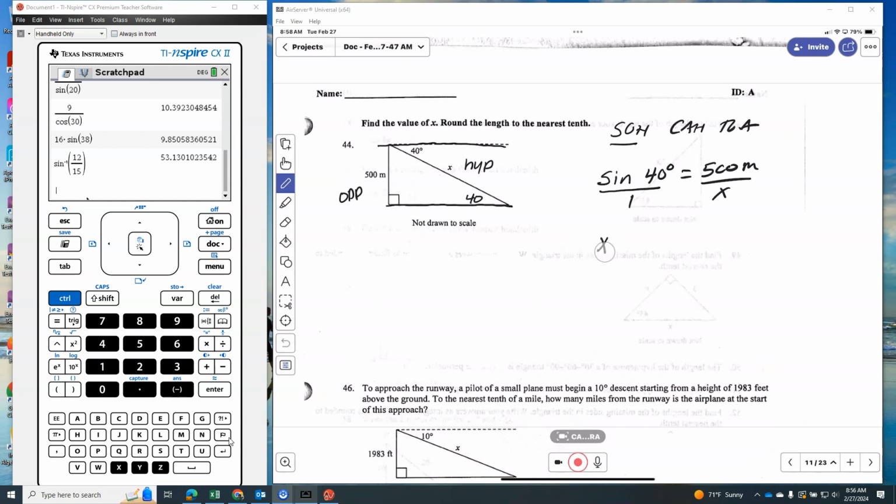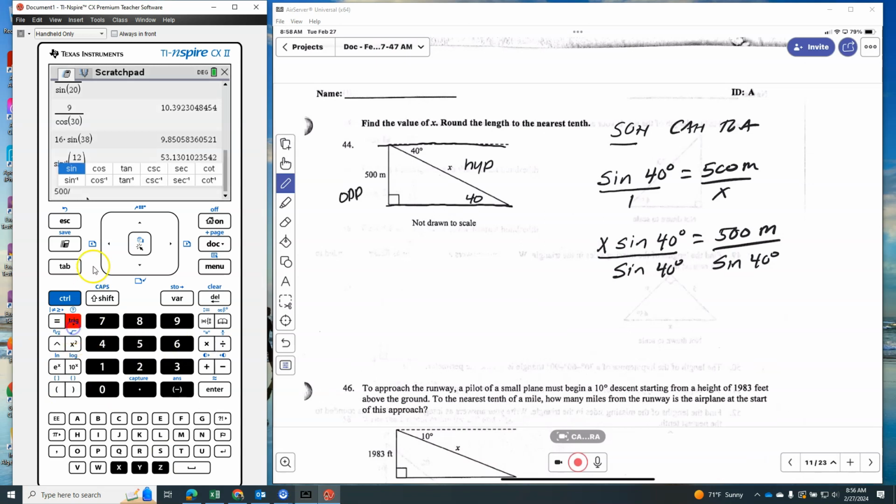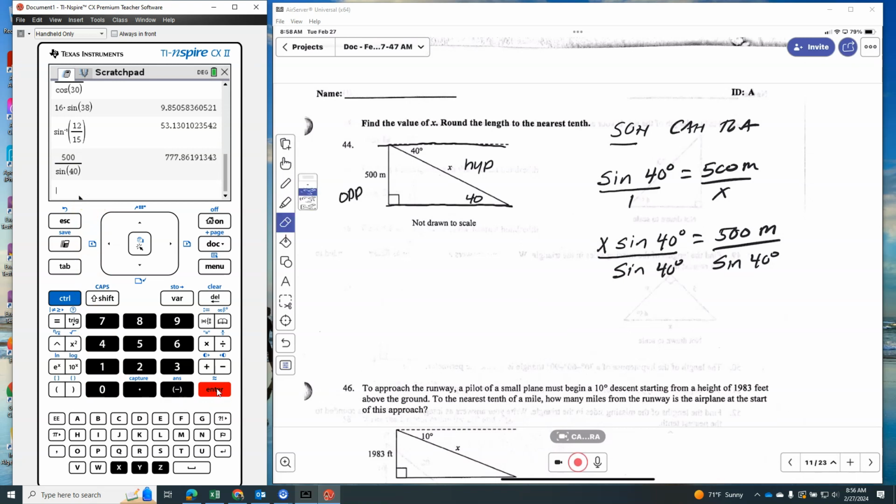So you have x times the sine of 40 degrees equals 500 times 1, which is 500 meters. Divide by the sine of 40 degrees. So let's go to your calculator. You have 500 divided by the sine of 40 degrees. And you have to round to the nearest tenth. So the length of the hypotenuse is 777.9 meters.